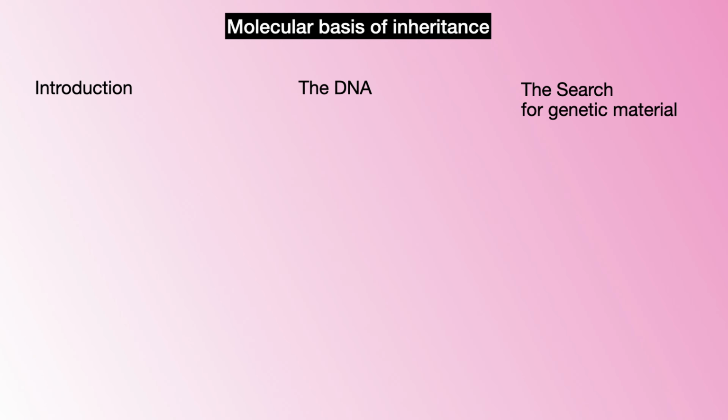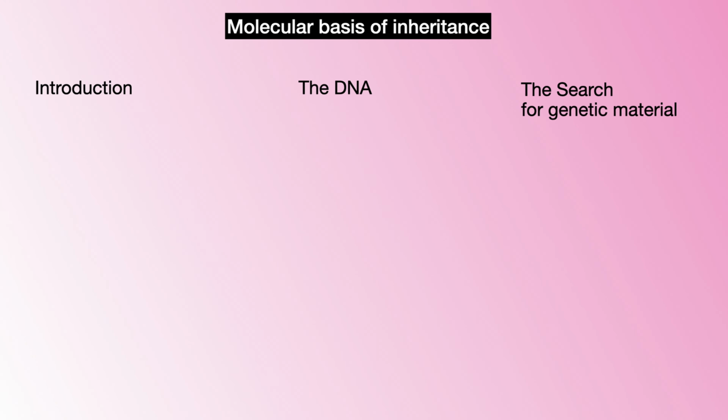This something was not destroyed by heat. This something changed or transformed R strain. So he called this something the transforming principle. This transforming principle could be genetic material. But still, the biochemical nature of this transforming principle was not known.